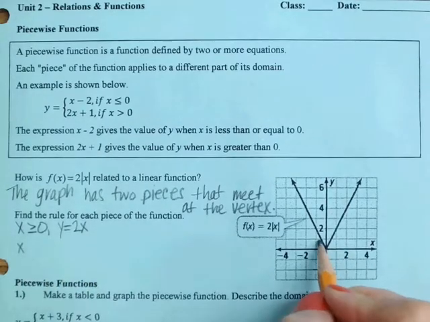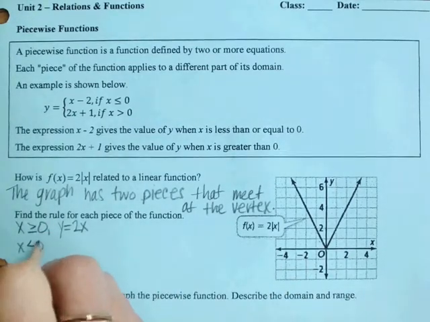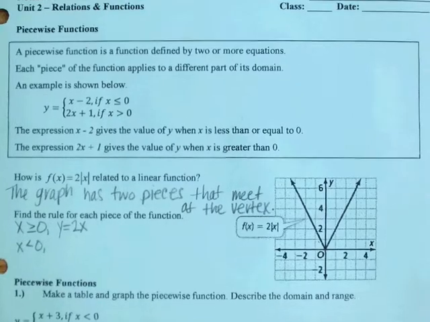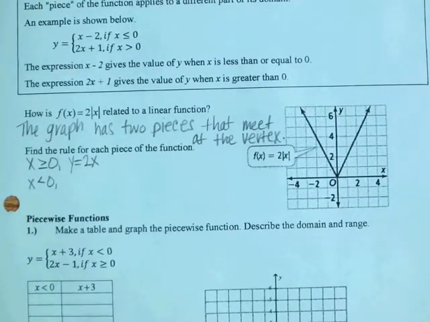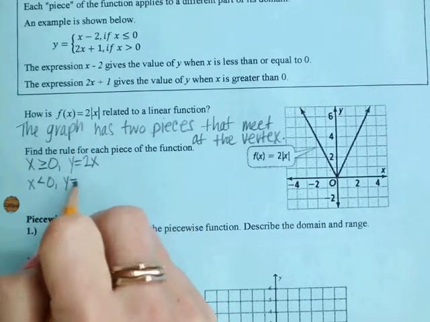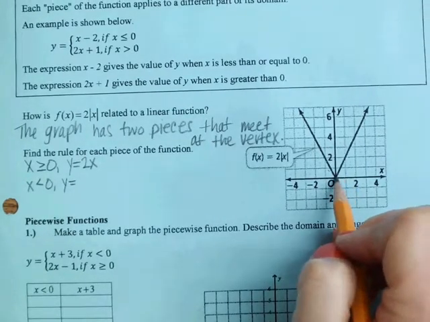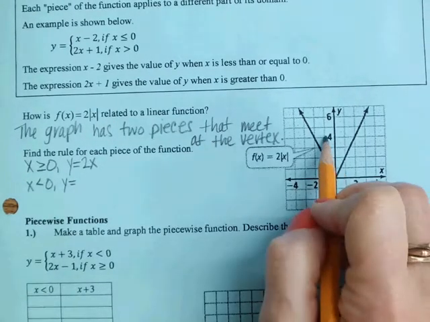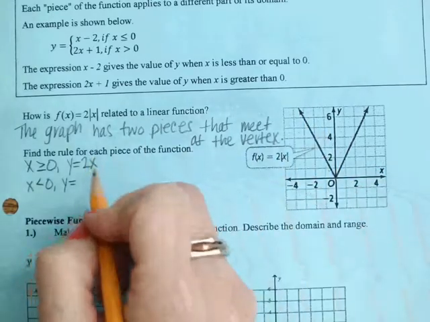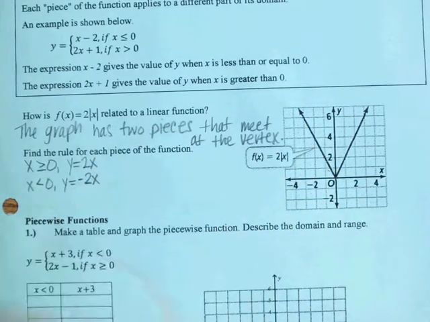Now we have to talk about the other piece. And so this is when x is less than 0. This is where it's not going to equal 0. It's going to be less than, because it cannot equal 0 at the same time and still be a function. Again, we'll write the equation of that line. For this one, we go up to the left 1, up to the left 1, up to the left 1. So we get negative 2x.